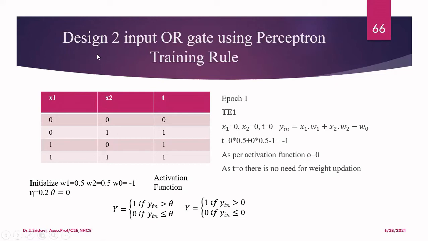So now let us consider designing a 2-input OR gate using perceptron training rule. When this is given to you, you can write the truth table of the OR gate. In case of the OR gate, the output will be 0 when both the inputs are 0. Otherwise, the output will be 1.